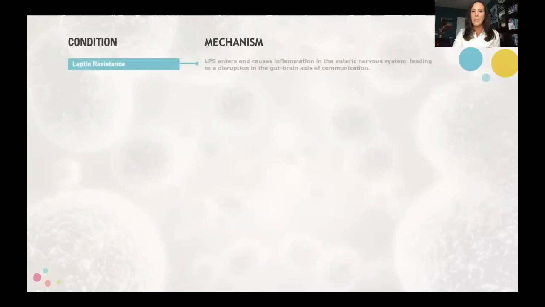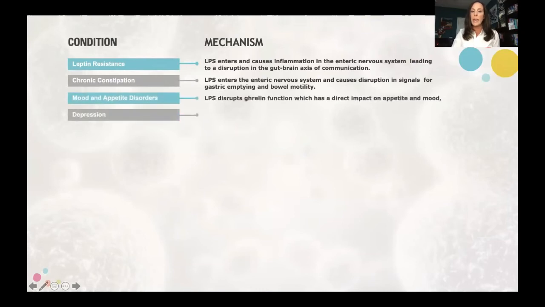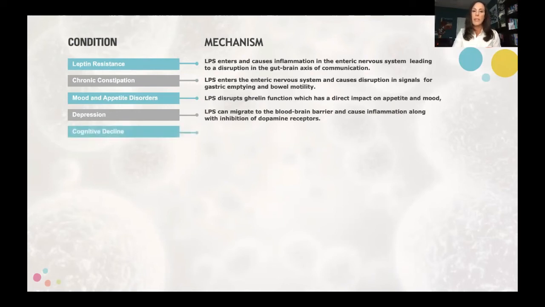So what's the mechanism? These are all the different things that we see with correlation to lipopolysaccharide in the literature. So leptin resistance, chronic constipation, mood and appetite disorders. These are all linked to the mechanism of LPS entering and causing inflammation. Chronic constipation affects the enteric nervous system. Mood and appetite disorders: it disrupts ghrelin and has a direct impact on appetite and mood. Depression can migrate to the blood-brain barrier and cause inflammation, along with inhibited dopamine receptors.